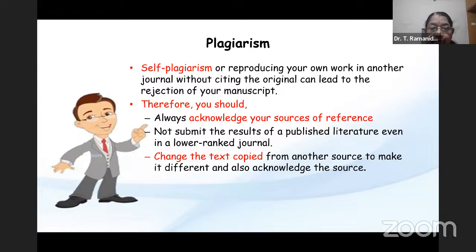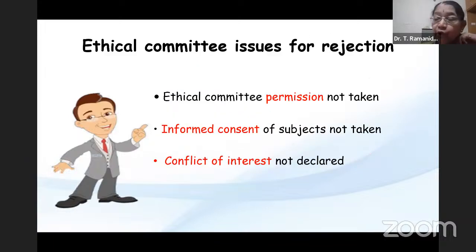So then comes plagiarism. What is self-plagiarism? Reproducing your own work in another journal without citing the original can lead to rejection of your manuscript. Therefore, you should always acknowledge your sources of references, and not submit the results of published literature even in a lower ranked journal. Change the text copied from another source to make it different, and also acknowledge the source. When you are copying one sentence from one source to yours, it is preferable to change the text format and the wording, while giving the same meaning. That will be acceptable to avoid plagiarism.